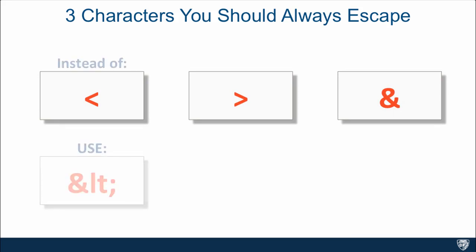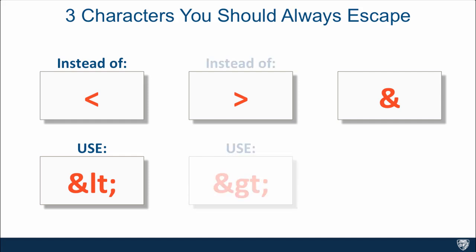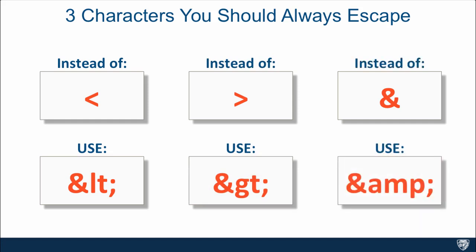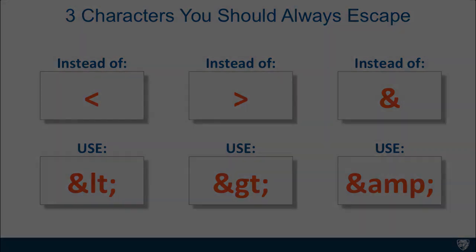Instead of using the less than character, you should use the HTML entity, which starts with ampersand and then is followed by LT semicolon. So if you put in your HTML ampersand LT semicolon, the browser will interpret this as a less than character. And similarly, for the greater than character, it's ampersand GT semicolon. And for the ampersand, it is ampersand AMP semicolon. So let's take a look at some HTML to see this concept in action.